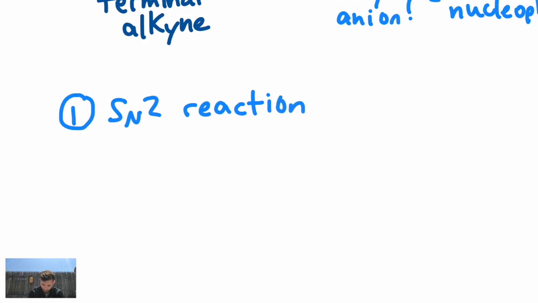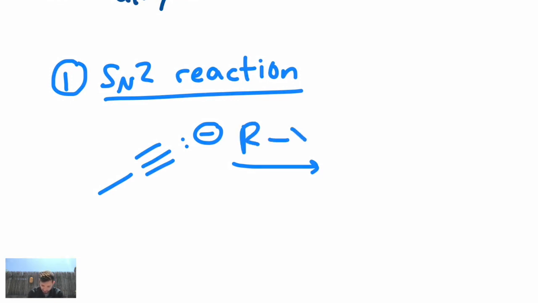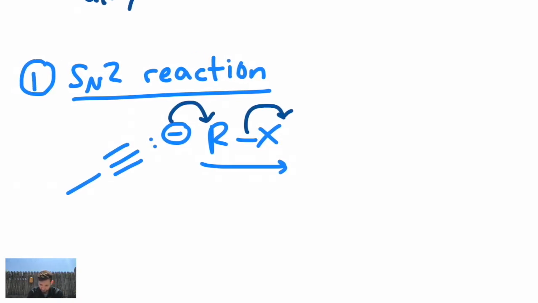So nothing new today other than a new type of nucleophile. I'm going to redraw that alkyne anion now that we've made it, and just show a generic SN2 reaction that might be with any SN2 acceptor. Negative charge hits the carbon, leaving group leaves. That means you turn your terminal alkyne into an internal alkyne.